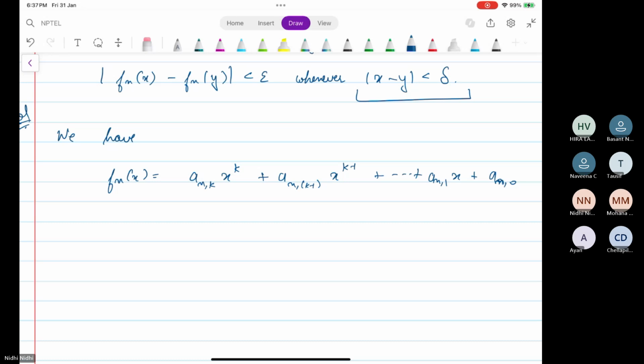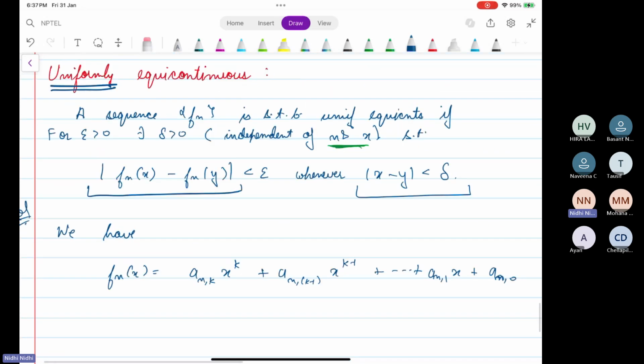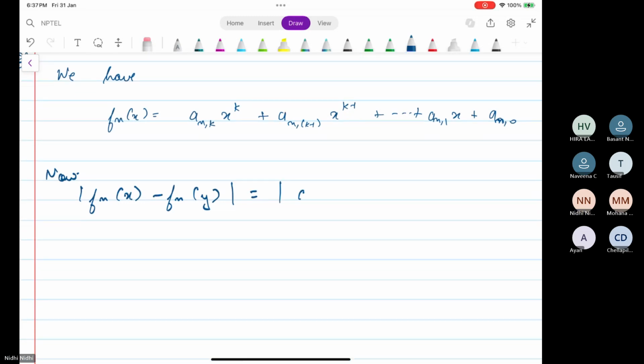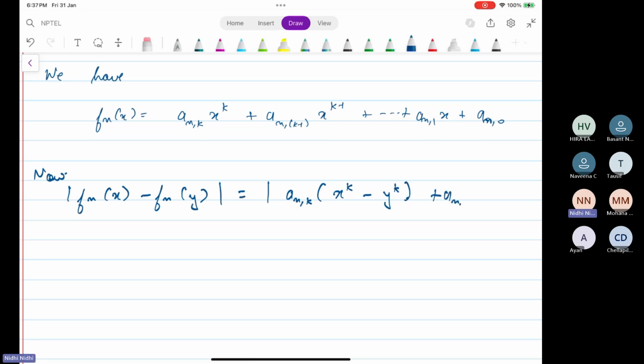Now see, for equicontinuity, we need to see this type of term, f_n(x) - f_n(y). It will be a_{n,k}(x^k - y^k) plus a_{n,k-1}(x^{k-1} - y^{k-1}) and so on up to a_{n,1}(x - y) plus 0. Is it fine?